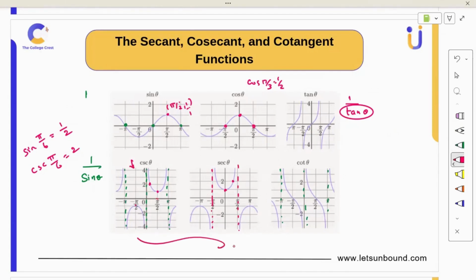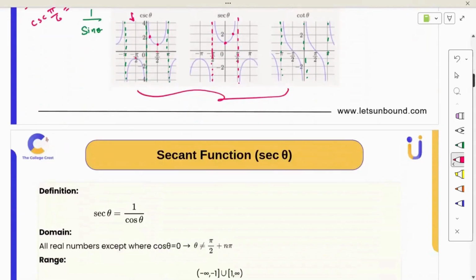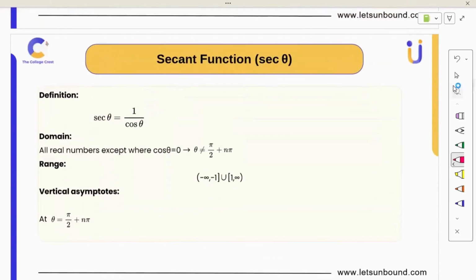And you see all these have discontinuity. Only two functions are smooth, sine and cos. Those are our sinusoidal functions we use a lot, correct? In modeling and such. Now, secant function, let's understand one by one.